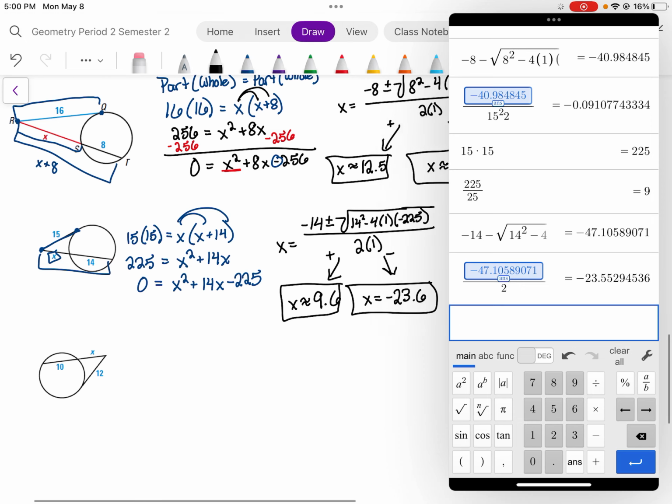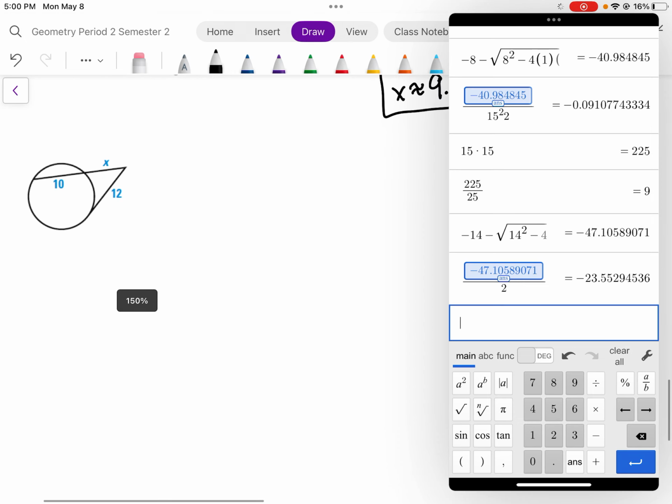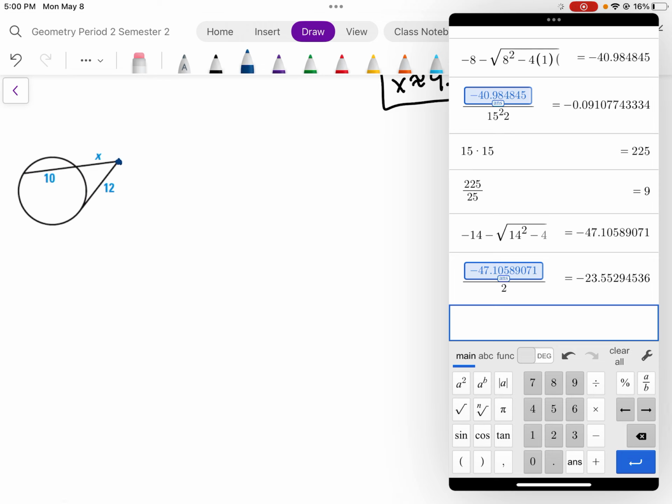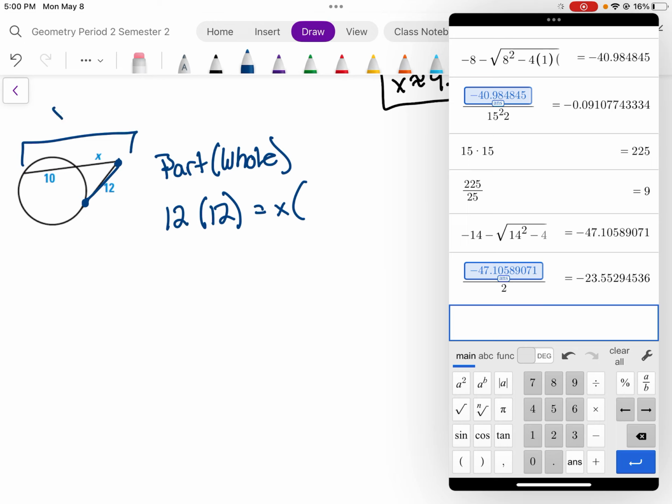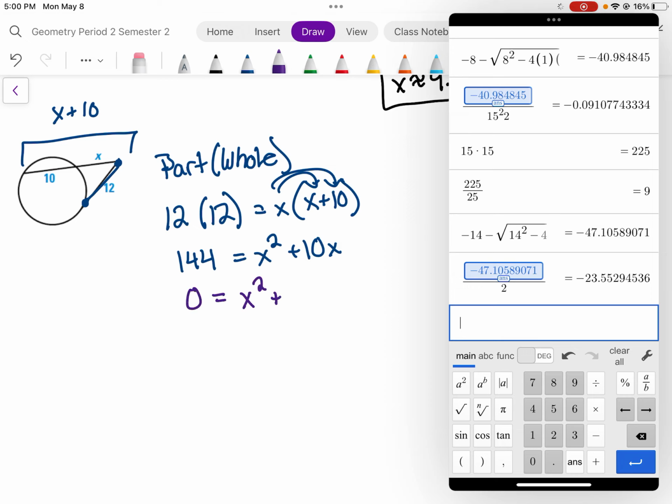Okay. If you want to try the last one on your own, you can. Or you can just follow along. So again, we're going to have part times whole on both sides. So we're going to have 12 times 12 equals x times, and don't forget to add these together, x plus 10. And then if we multiply and distribute, we're going to end up with x squared plus 10x on the right side. And we want one side to equal 0.